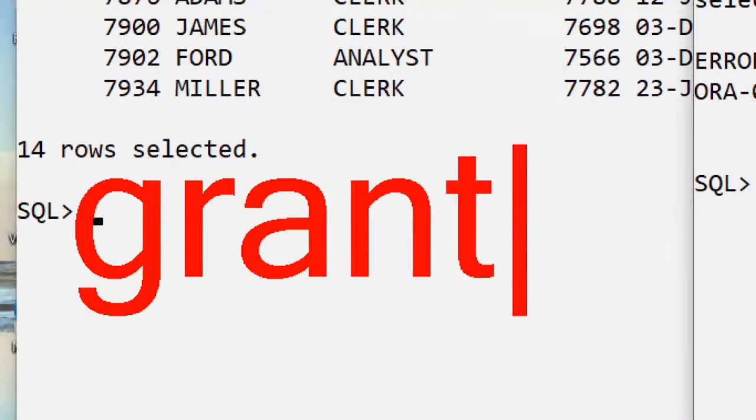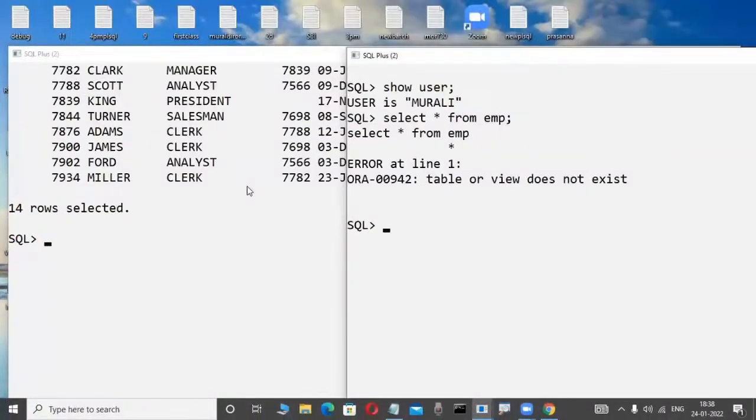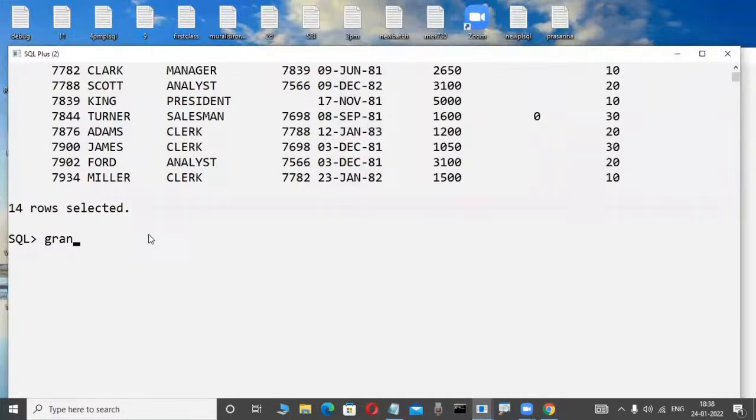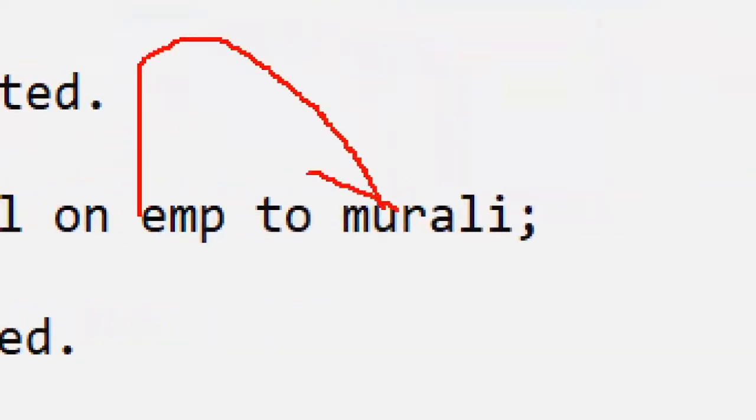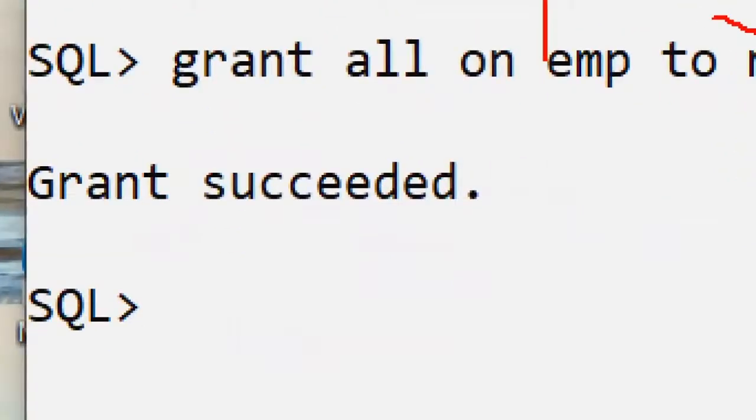We are learning, don't worry. Now suppose they are giving a permission through some grant command. Check it out, some permission they are giving. Observe here: granting this table to which employee? Murali employee. They are giving, for example, and the grant is succeeded.